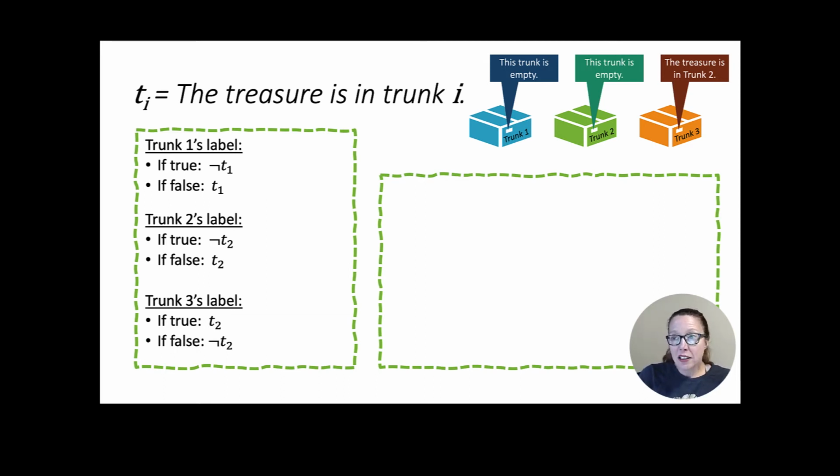So we can take a look at the possibilities: trunk 1's label is true and the others are false, trunk 2's label is true and the others are false, or trunk 3's label is true and the others are false. Those are the only combinations.